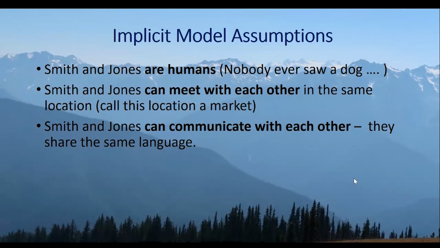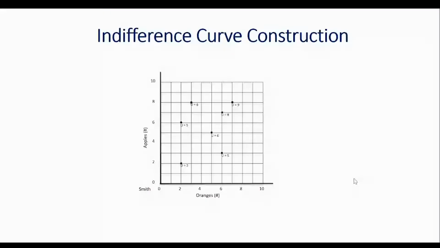Now, here are some implicit assumptions, and these are still valid. And there are some other implicit assumptions regarding ethical behavior, for example, that we're going to get to next time in the next lecture. Now, indifference curves are our way of visualizing preferences of Smith and Jones.